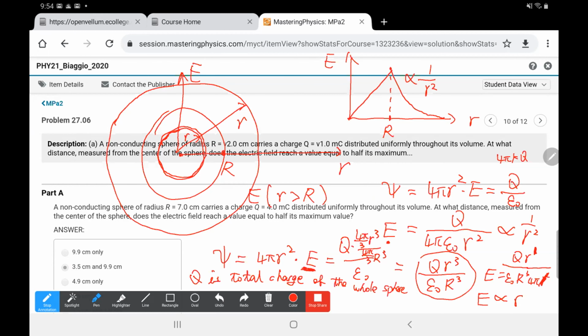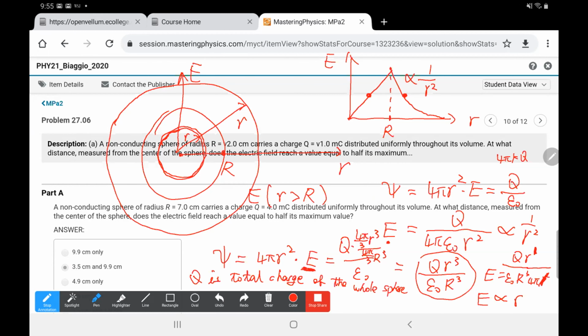Then we figure out the electric distribution all over the space. And if we ask you to calculate where the electric field has a value equal to half of the maximum value, there are two positions. One is inside the sphere, the other is outside the sphere. And we use this relation, we can determine the two positions.